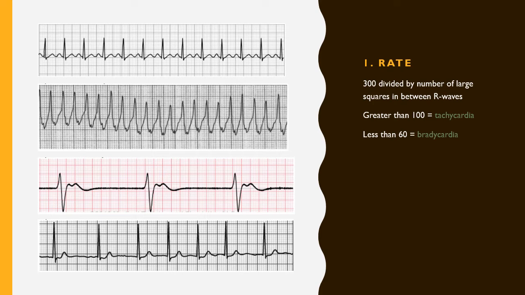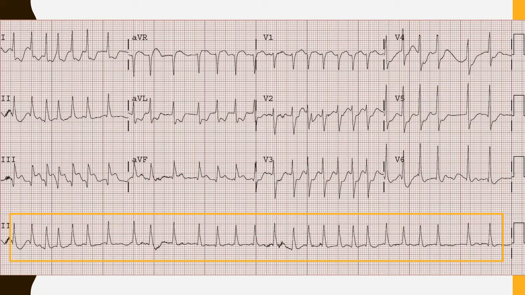If irregular, like in the bottom example, or just as an alternative method, you need a rhythm strip. The long strip found at the bottom of an ECG, usually displaying V1 or lead 2. Count the number of QRS complexes and multiply by 6. This rhythm strip for lead 2 has 27 QRS complexes spanning the page. 27 divided by 6 is 163 beats per minute.